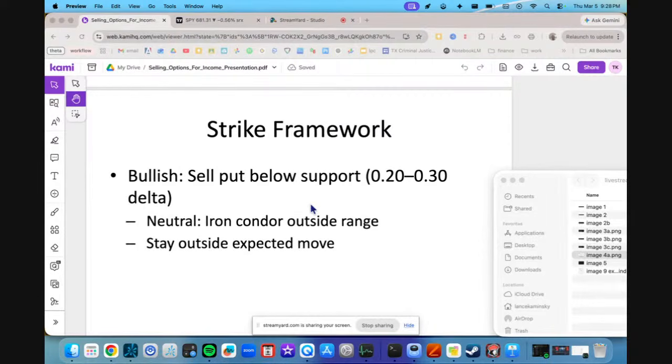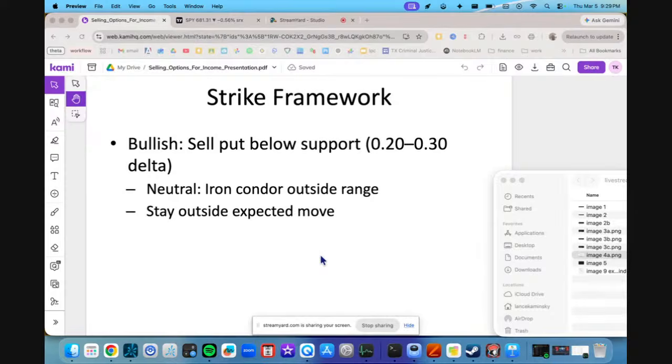I kind of talked about that already. If you have a bullish setup, you typically want to sell a put below that support line, and typically look around a 0.2 to 0.3 delta in a lot of cases, because that gives a good balance between the potential return and the risk involved. If you see it trending sideways, you could do an iron condor. That's where you sell a put credit spread and a call credit spread at the same time. You can also look at the expected move. It's close to a 0.16 delta. And if you sell a little bit lower than that, like a 0.1, 0.12 delta, you'll be outside the expected move, which has a pretty good probability of it not getting to that point.